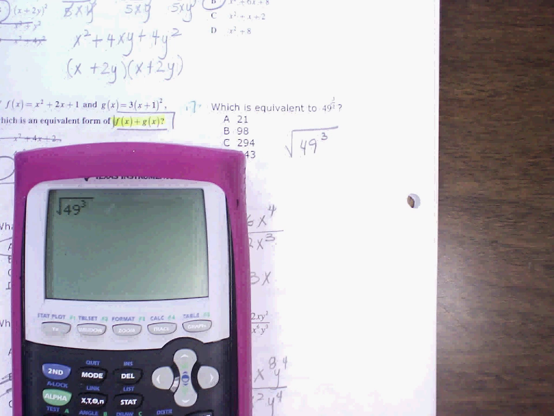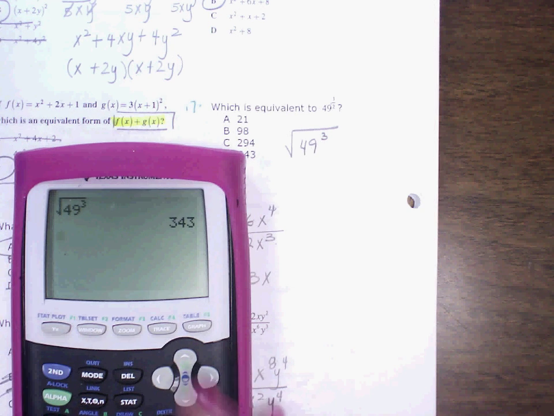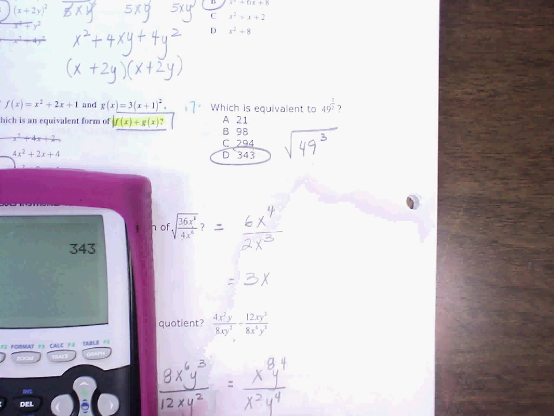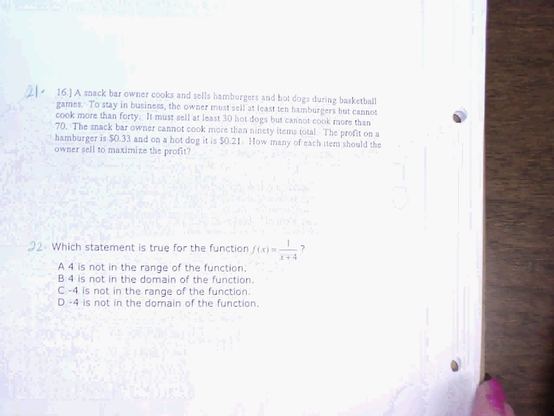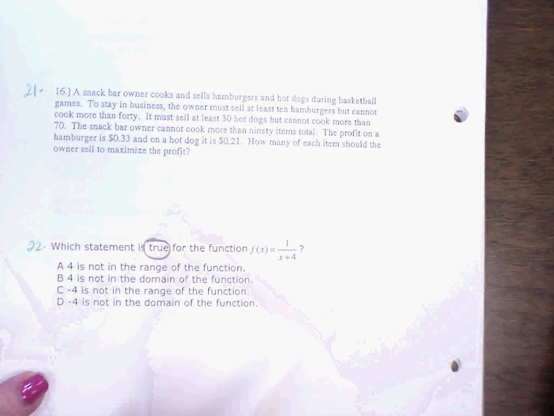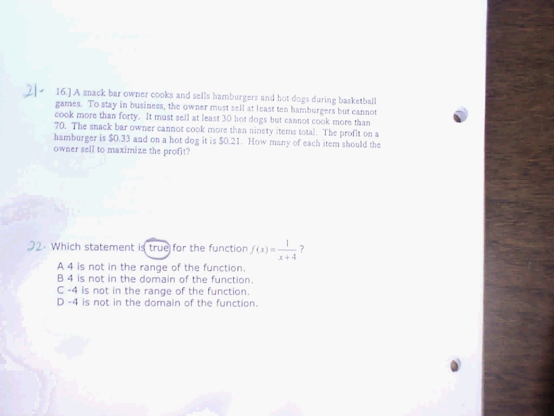So 49 to the third power. So what do we get? 343. Very good. All right. 18, 19, and 20 were homework. We are not doing 21 right now, so let's go to 22. All right. Which statement is true for this function?